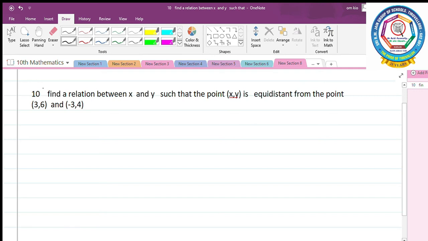Next question, sum number 10. Find a relation between x and y such that the point (x, y) is equidistant from the points (3, 6) and (minus 3, 4). Here what question do they ask? Find the relation between x and y such that (x, y) is equidistant from the 2 points. What are the 2 points? (3, 6) and (minus 3, 4). We have to find what is the relationship between x and y. Here I am going to take the diagram.